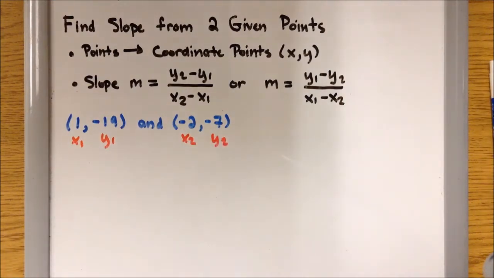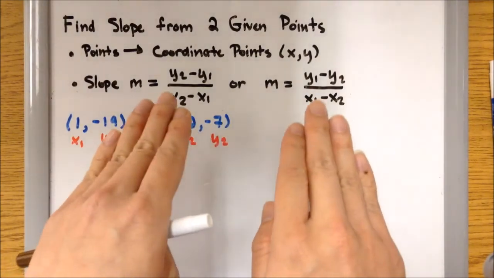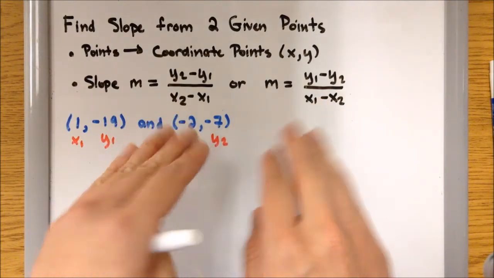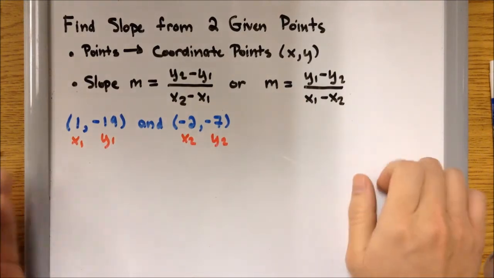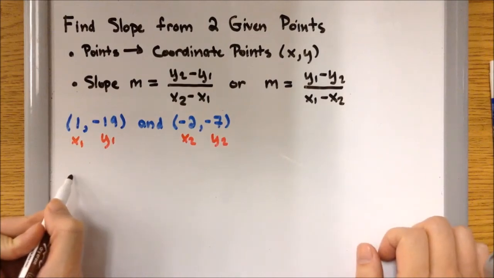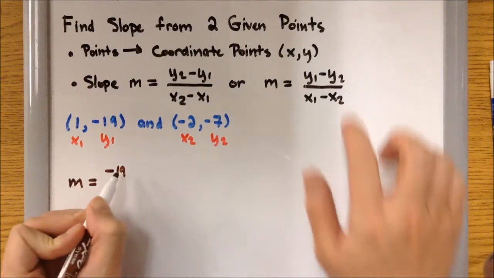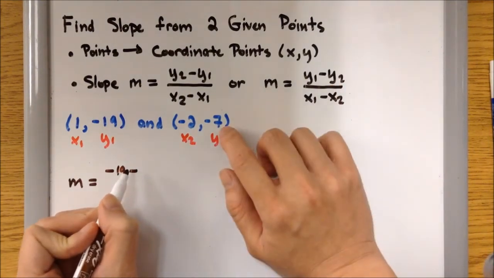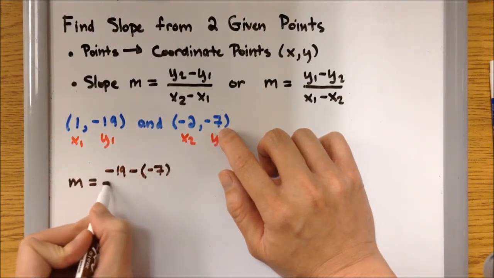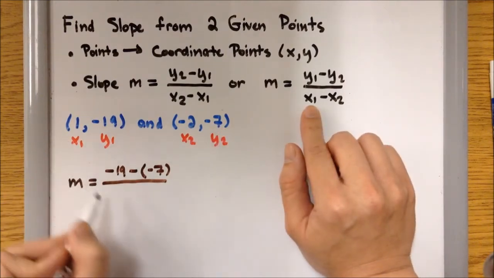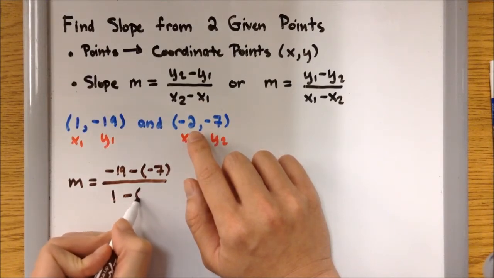Alright, in the last example I used that formula, but say I choose to use this formula. Again, it doesn't matter which one you use, you will end up with the same answer as long as it's done correctly, especially with signs. So I'm going to use my y1, so negative 19, minus my y2, so minus, watch out now, it's a negative 7, so I'm going to put parentheses on it, negative 7, over my x1, which is just 1, minus, watch out now, it's a negative 2 that I'm going to plug in, so I'm going to put parentheses on the negative 2.